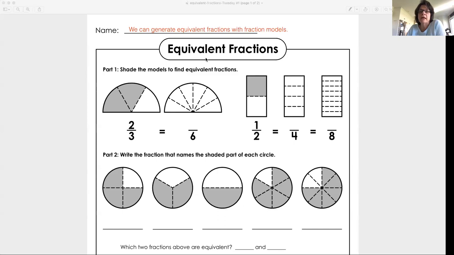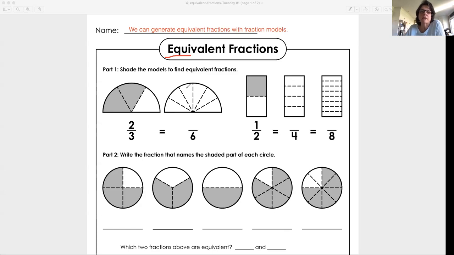So equivalent means equal. If you look at the word equivalent, the base word in there is very similar to equal, and that's what it means, equal fractions. Fractions that name the same amount, or have the same value. So when we find equivalent fractions, just like with comparing fractions, I would never have you do it just by looking at two fractions. We would always draw some kind of picture with fraction strips or fraction models, or we would use number lines. Well, today our learning objective is going to be using models to generate equivalent fractions.